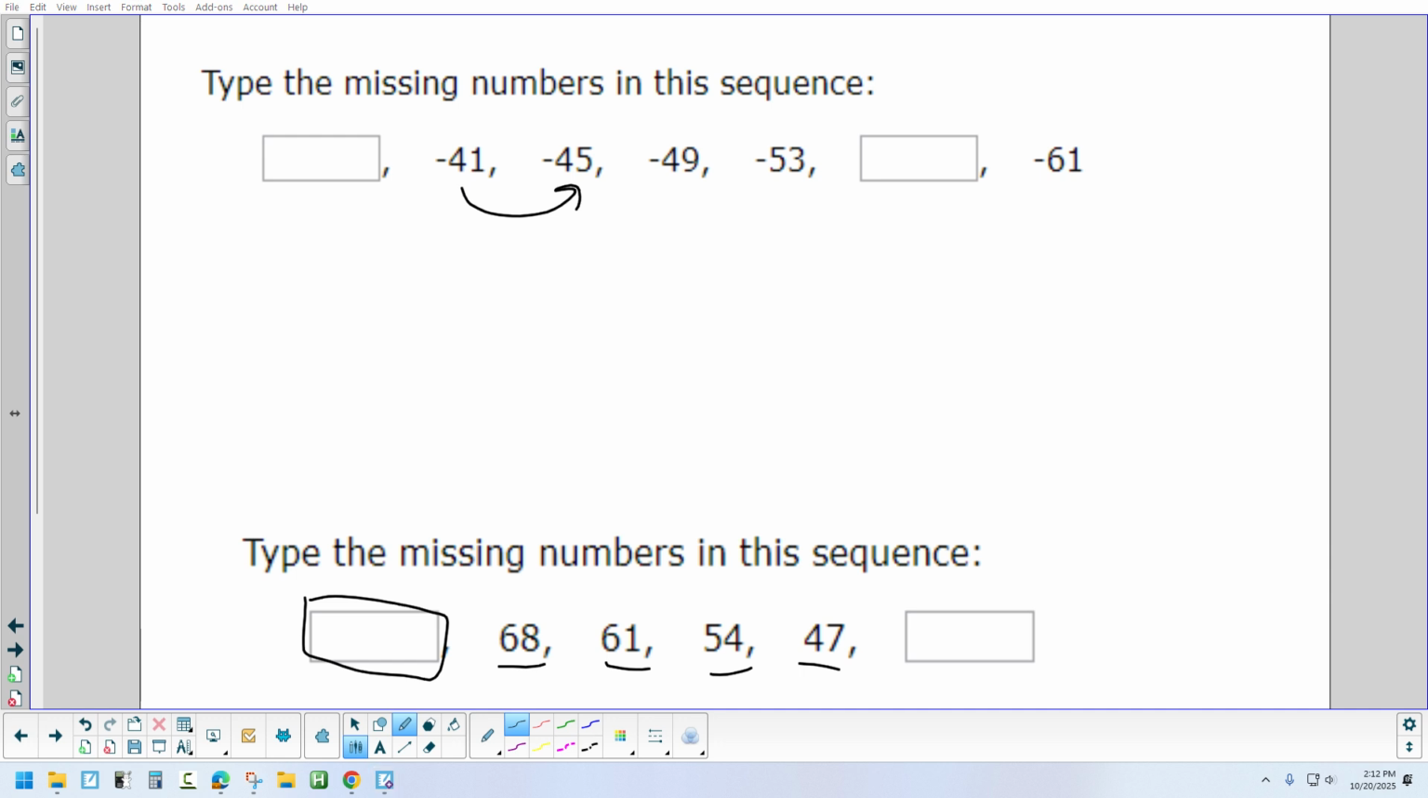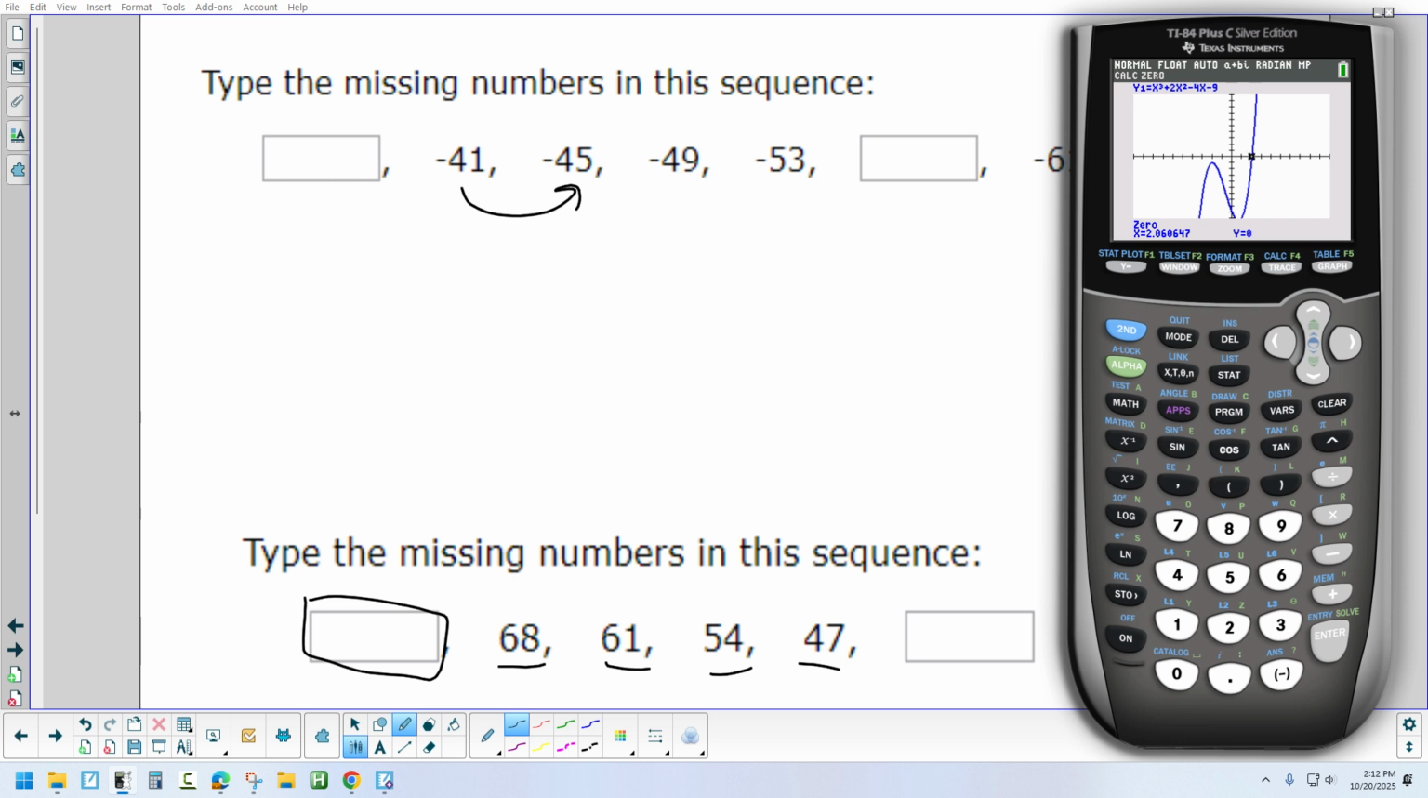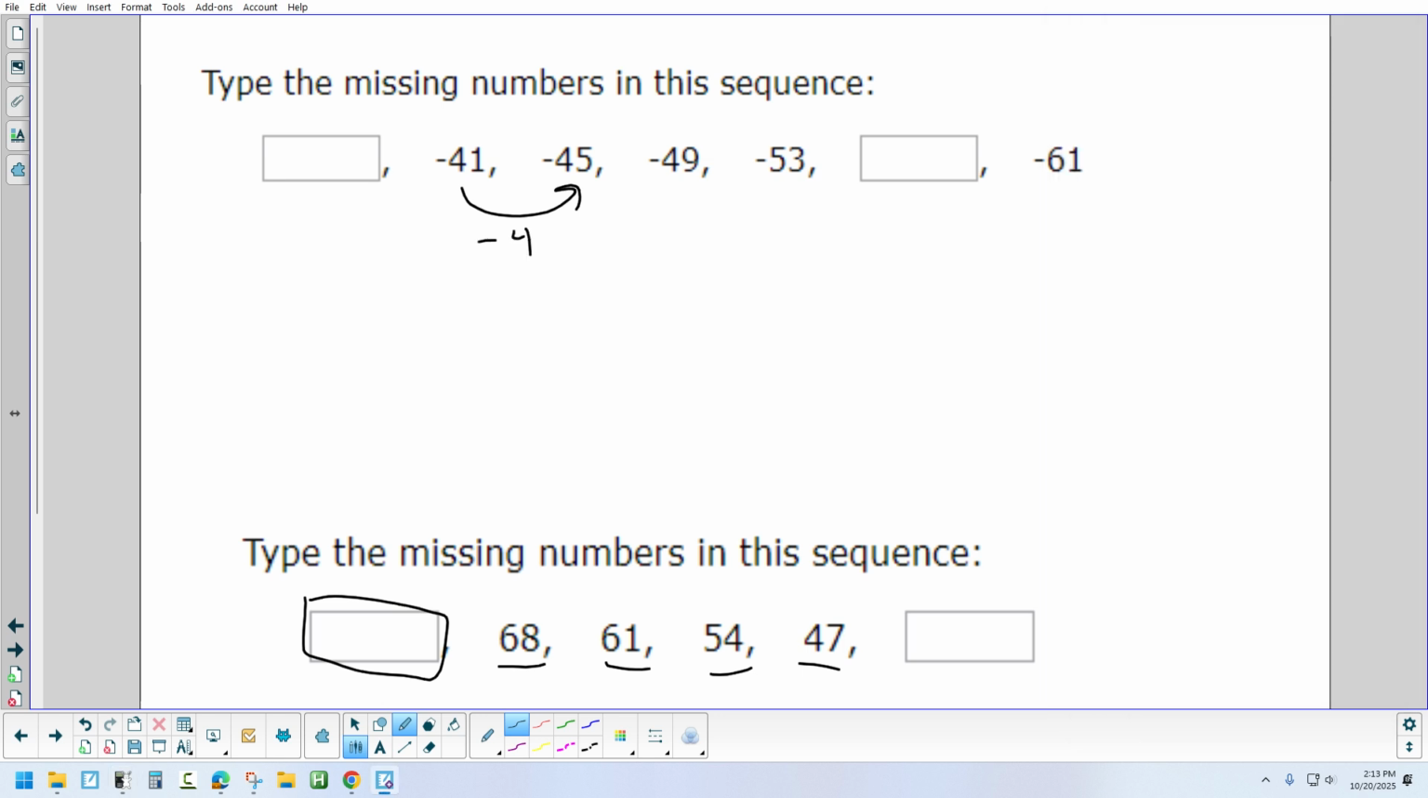Let's try it. Let's take our calculator. Let's take negative 41. And you said add 4? That gave me negative 37. Like subtracting 4. Yeah, so let's try it that way. Let's try subtracting 4. Okay, subtract 4, and we get negative 45. So we minus 4.